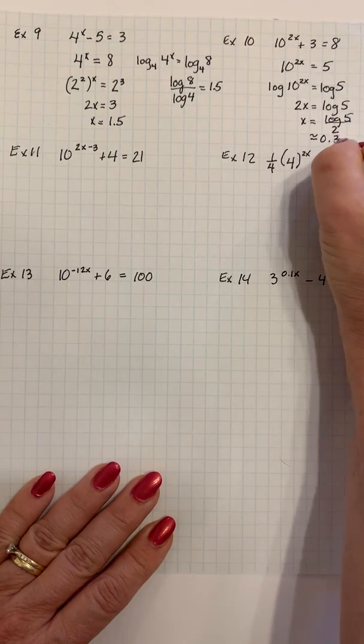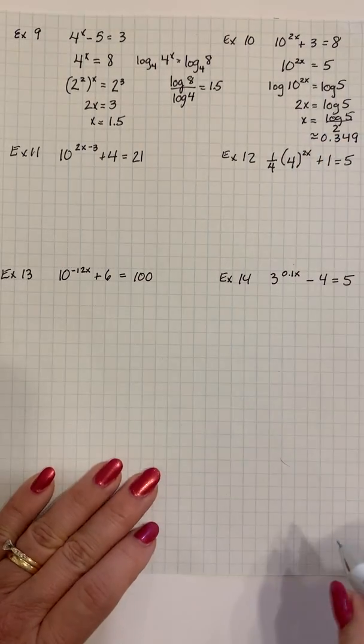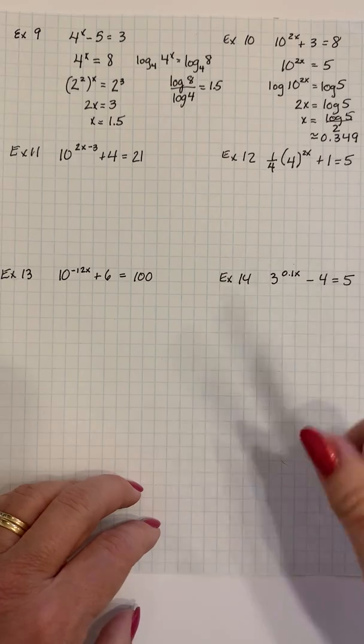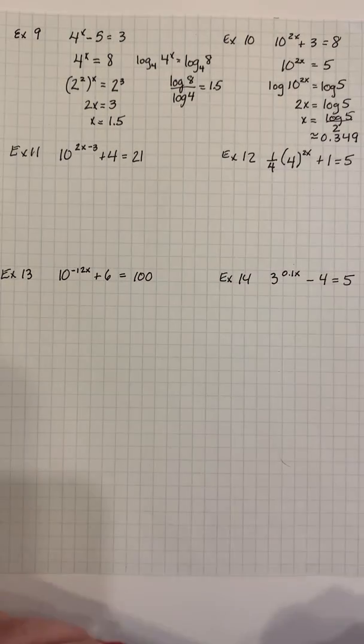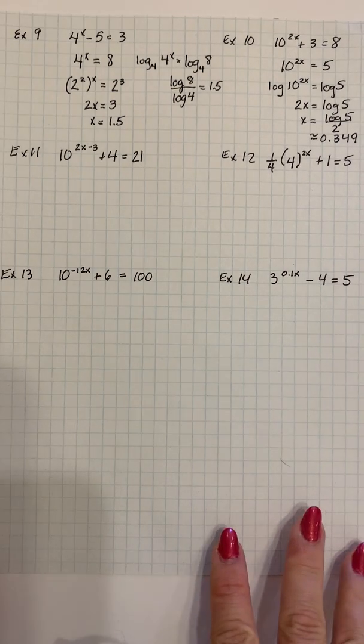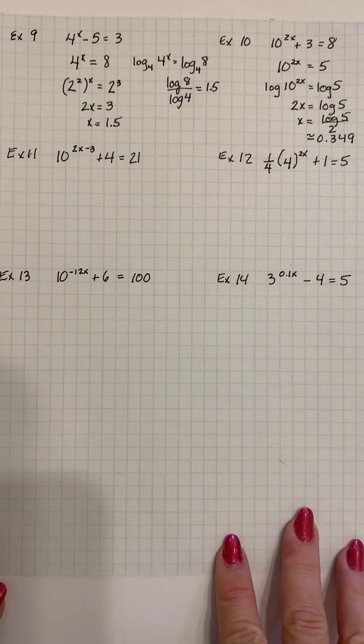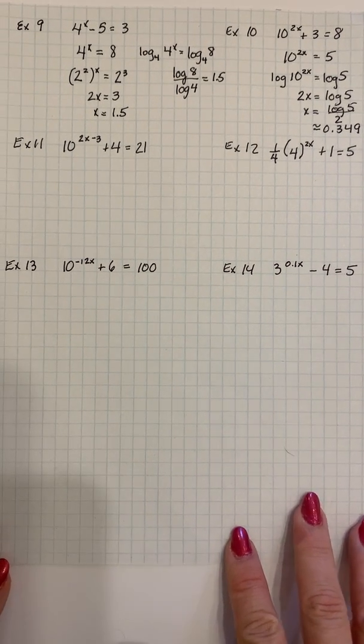A little bit of rounding happening. 0.349. So if you took 10 and raised it to the 2 times 0.349 and then added 3, you'd get extremely close to 8. Now, you're probably wondering, why are we doing these types of problems?